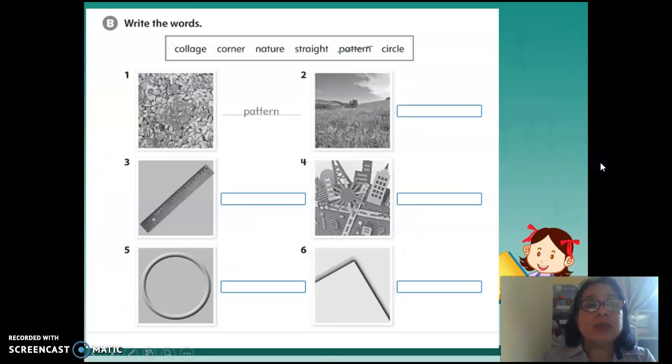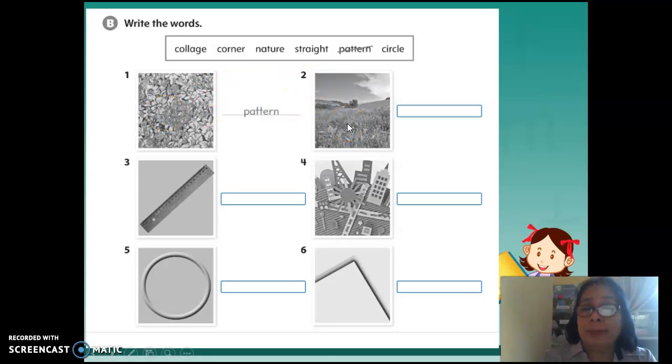Now, let's pass to the next activity. It says, write the words. We have 6 words in a box: collage, corner, nature, straight, pattern, circle. Pattern is crossed out because it is already used. So, let's look at the pictures.